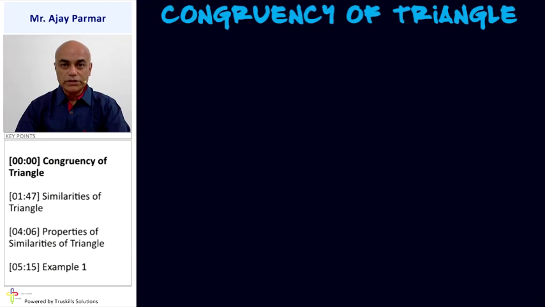In previous standard, we studied about congruency of the triangles. And before we move on to similarity of the triangles, that is this particular topic, let us get introduced with the various correspondences that can exist between two triangles. For example, for triangle ABC and triangle PQR, there can be 6 possible correspondences.